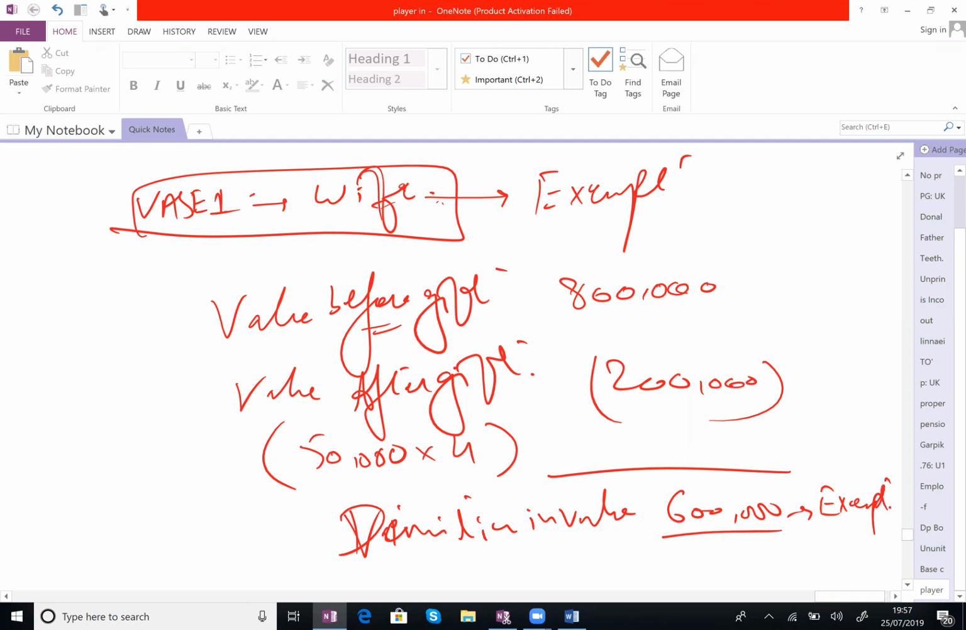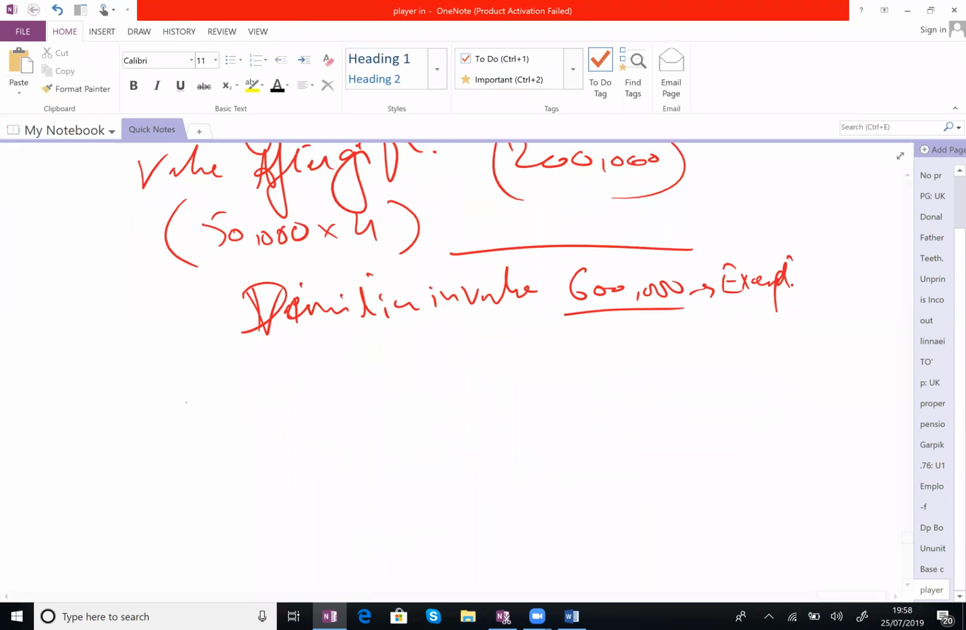Now the other 4 vases you are gifting to your son one by one. How? Vase number 2, for example, you are gifting to your son, right?